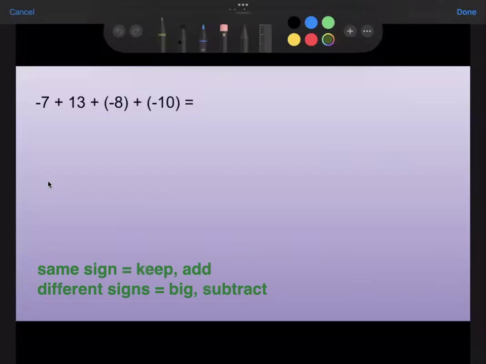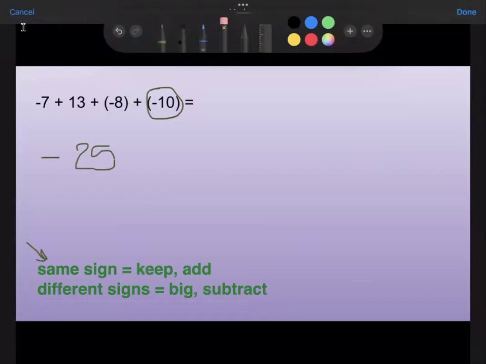Okay, so for this one, the little trick I have for these long strings of integers that I'm trying to add together is that I group them. So I noticed I had -7, -8, and -10. I'm going to group all my negatives together so that I can use the same sign rule. They're all negative, which means I'm going to end up with a negative. Then I just need to add 7 plus 8 plus 10, which turns out to be 25. So I'm going to rewrite that as -25.